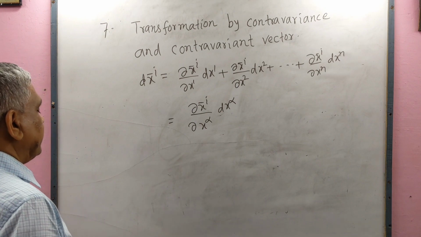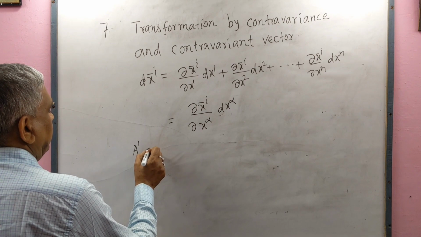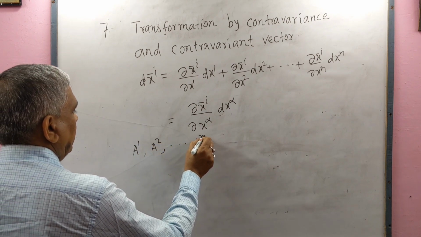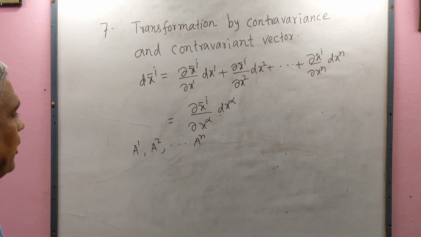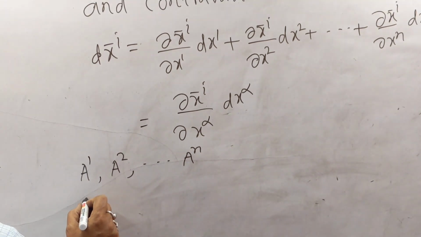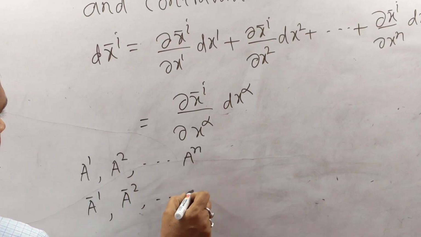Now we take some quantities a1, a2, ..., an in the x system of coordinates, and the corresponding terms in the x bar system of coordinates be a bar 1, a bar 2, ..., a bar n.